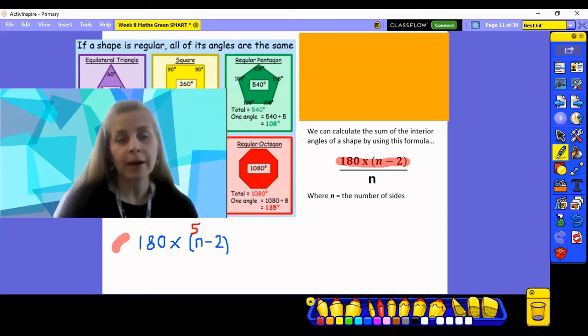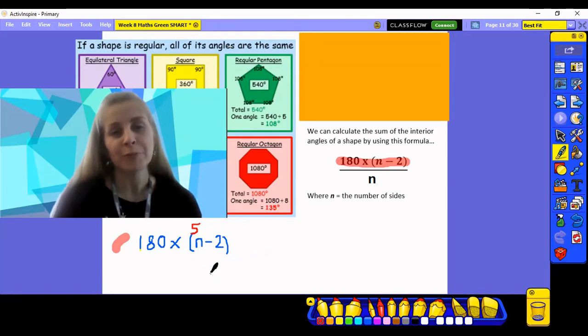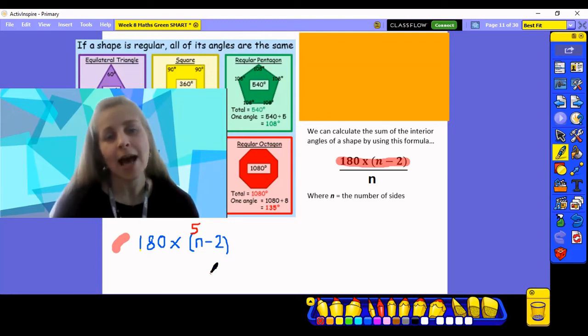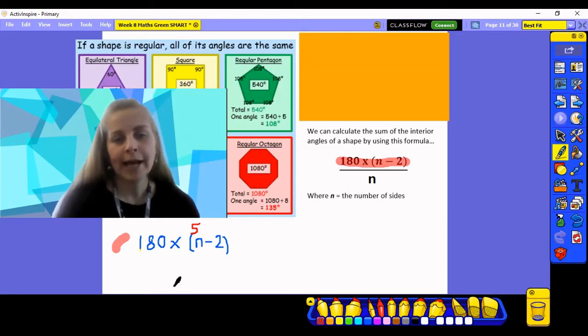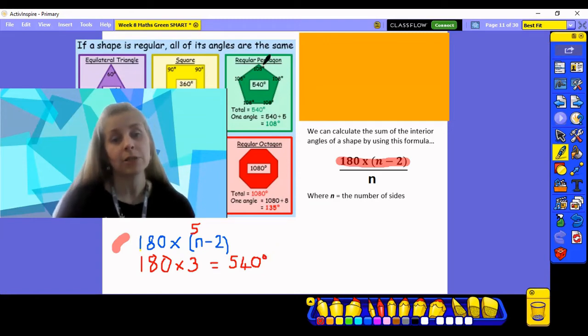When we're calculating this, we are going to be thinking about the use of BODMAS. If you remember from BODMAS, we start with our brackets first, and then we do our multiplication afterwards. So if we write this out, we've got 180, and we've already done the calculation within the brackets: 5 take away 2 is 3. That will give us the number of degrees in the total of all the interior angles of a pentagon added together.